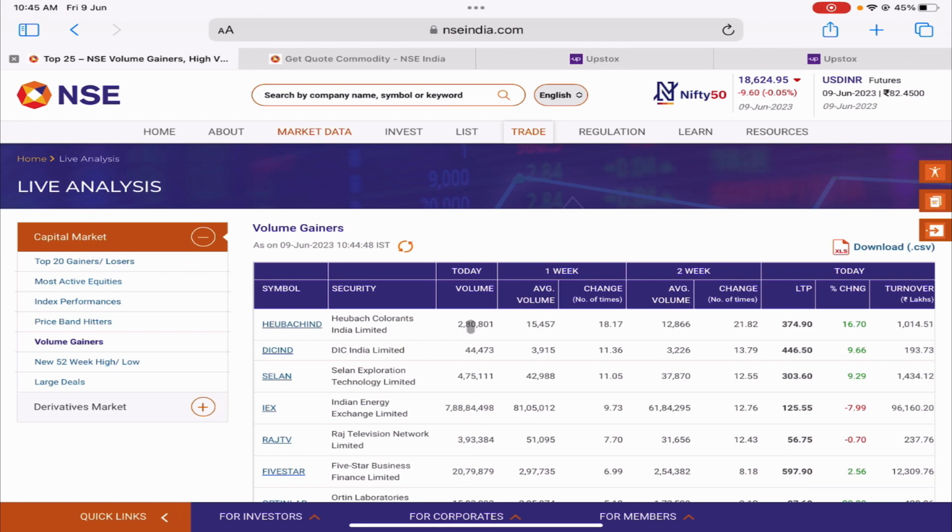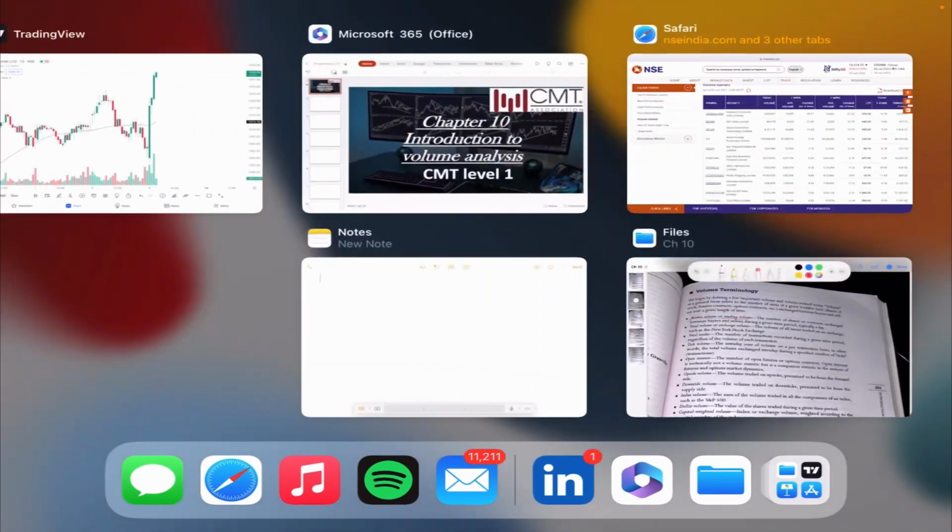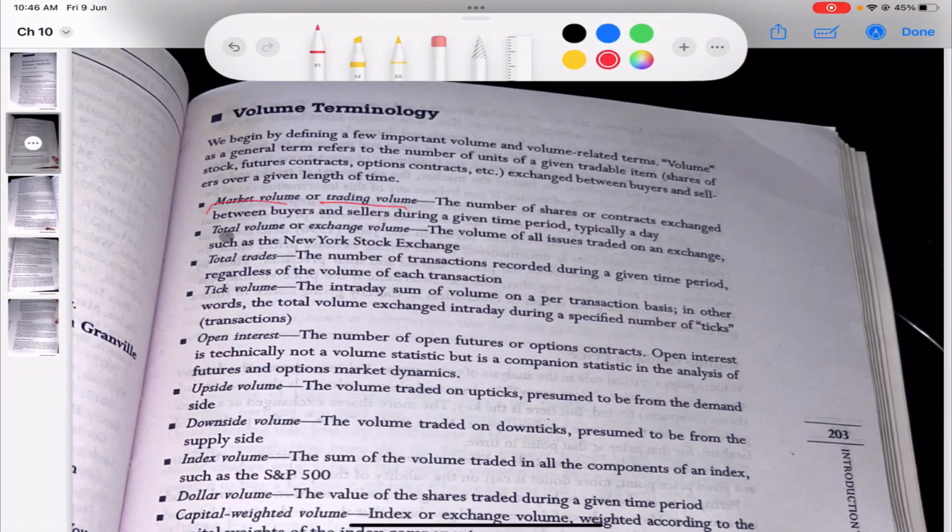Look at the volume over here today. This is a period of time we are talking about. If you see this today over here, these are the number of shares which have been exchanged between the buyers and the sellers today in this particular stock. So that's my market volume or trading volume.